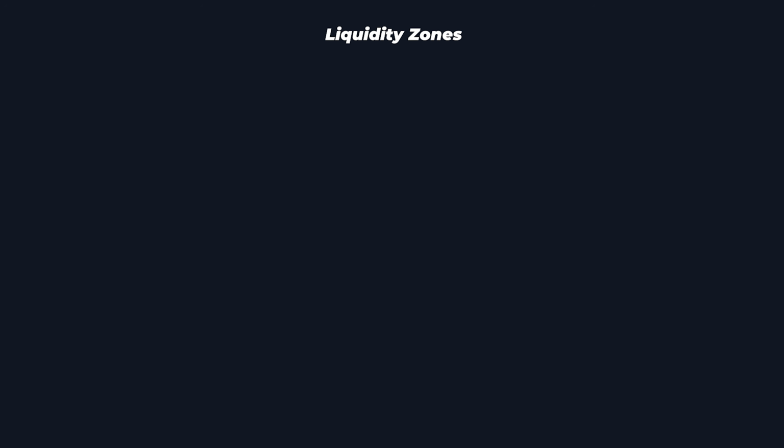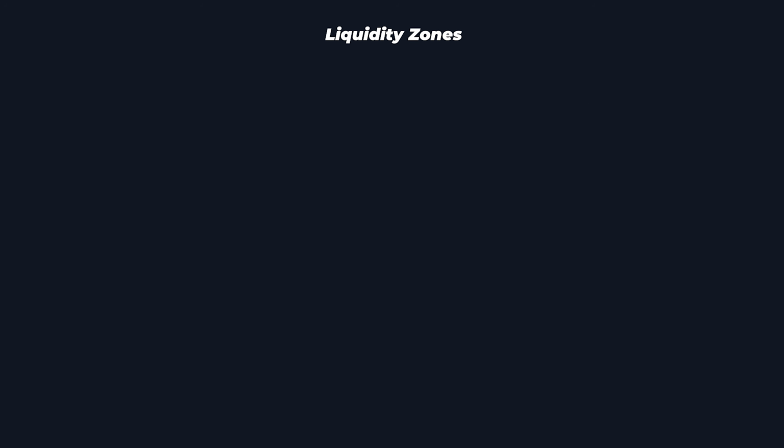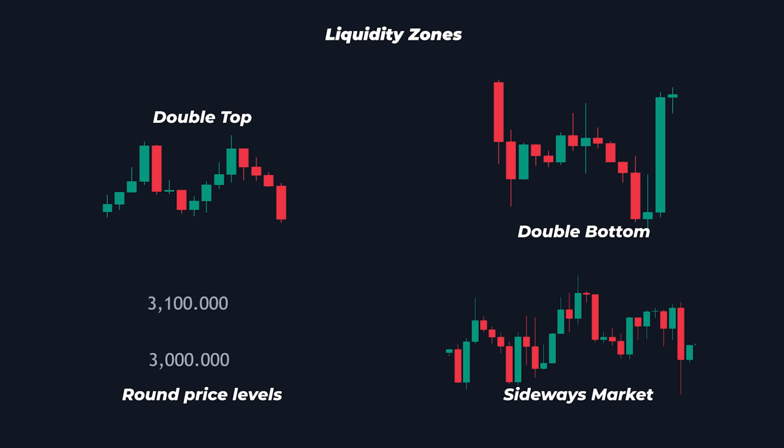Next, let us find liquidity zones. These are areas on the chart where lots of stop loss and pending orders are sitting. They often form at equal highs or equal lows, which traders call double tops and double bottoms. They also form at round price levels, like numbers that end in many zeros. Traders like to place stops just beyond those levels. Liquidity can also build up in tight consolidation ranges where price moved sideways for a while before breaking out.